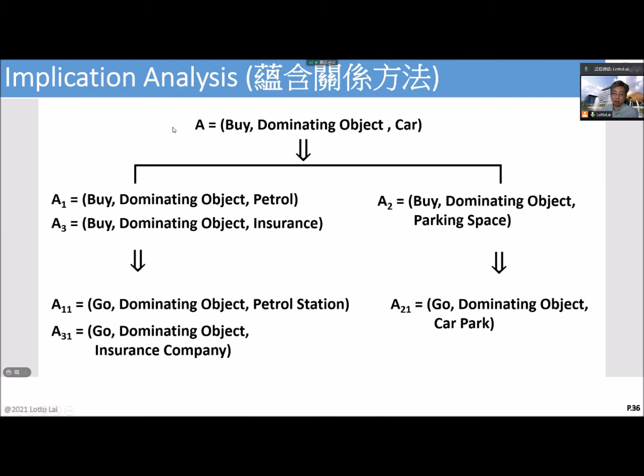Another example in implication analysis: we would like to buy a car. What is the implication in this analysis? We need to buy petrol, we need to buy insurance, which is the second level, and you also need to find the car park. You buy the car park space, and then if you would like petrol or insurance, you need to go to the petrol station and go to the insurance company. It's another stage. And another stage is going to the car park and finding the parking space.